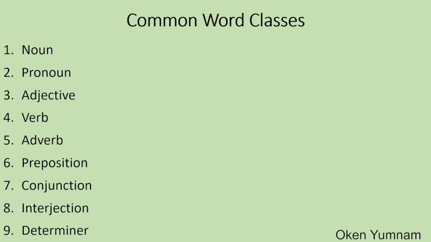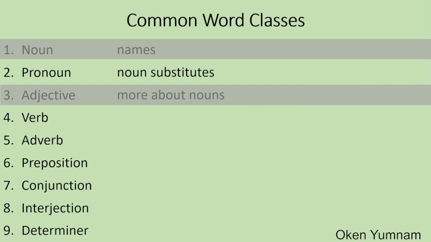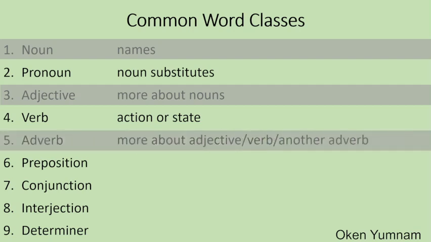What do they do? Nouns, they give us names. Pronouns, they are noun substitutes. And adjectives, they tell us more about nouns. Verbs, they give us action or state of a noun. And adverbs, they tell us more about adjectives, verbs, or another adverb.